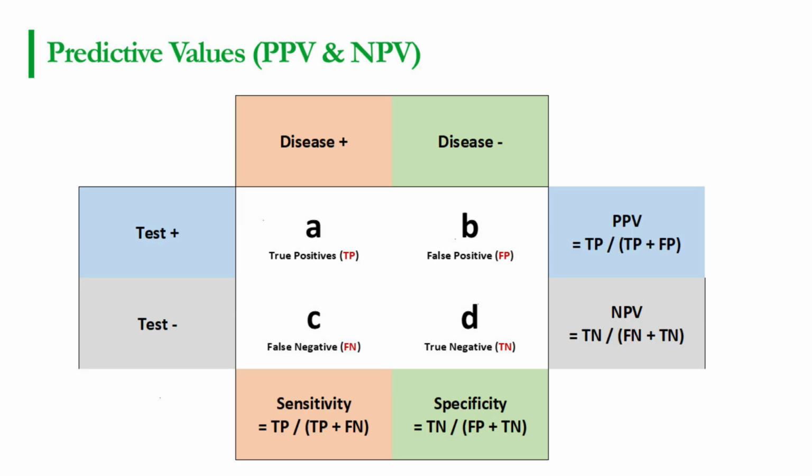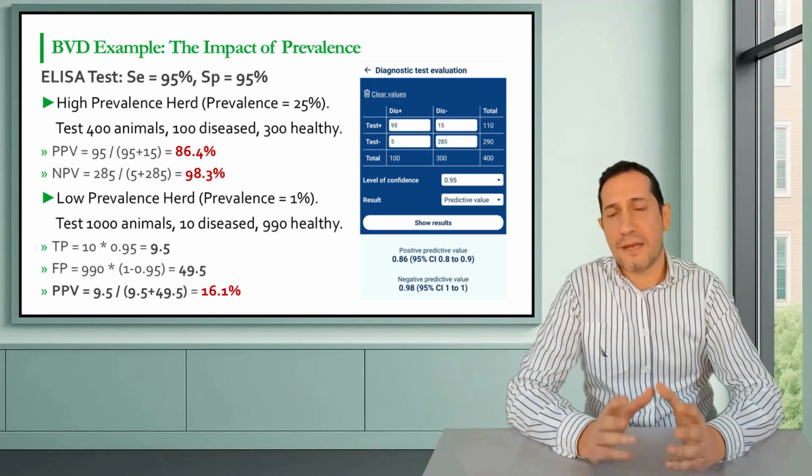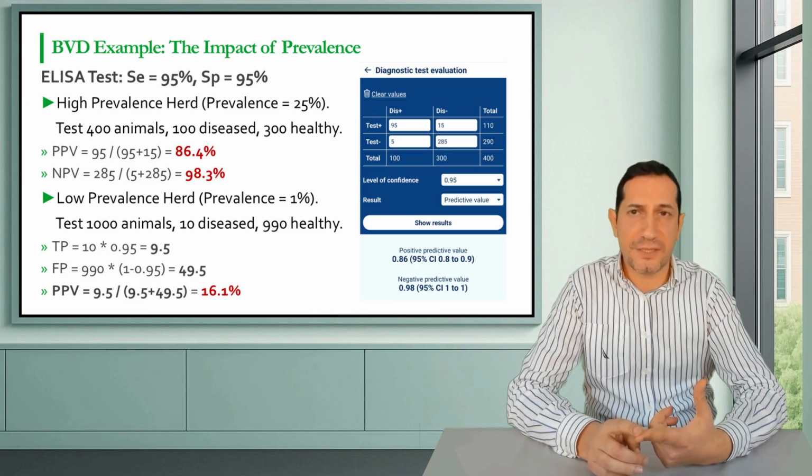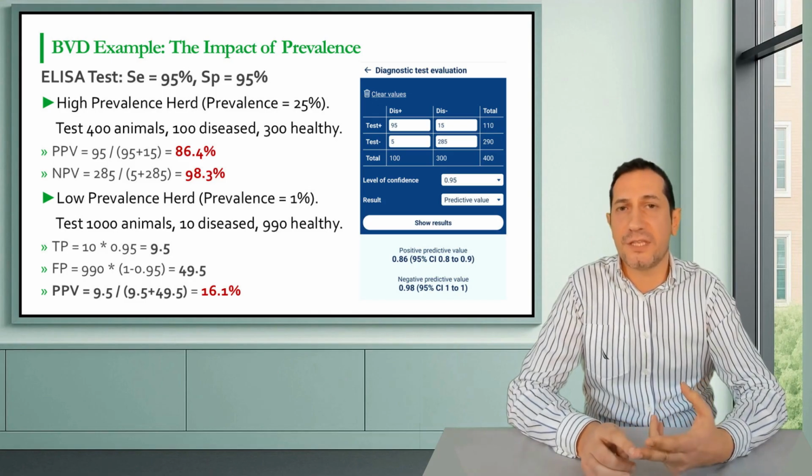This is also where interpretation becomes more realistic. A positive result is not automatically a confirmed case. It is a probability statement that depends on how common disease is in the group being tested. That is why screening low-risk populations can produce many false alarms even with good tests, and why confirmatory strategies exist in program design. The same ELISA is now applied to two different epidemiological contexts, keeping sensitivity and specificity fixed at 95%.